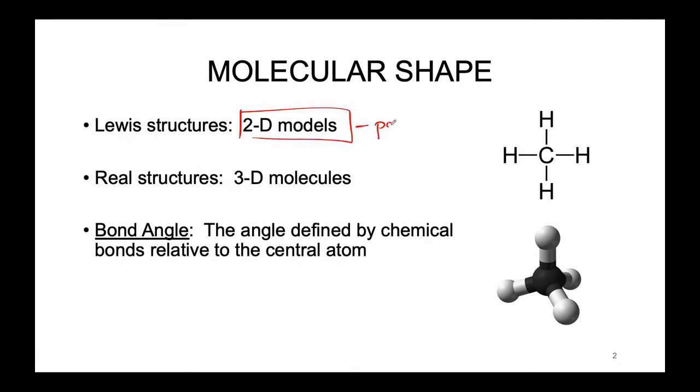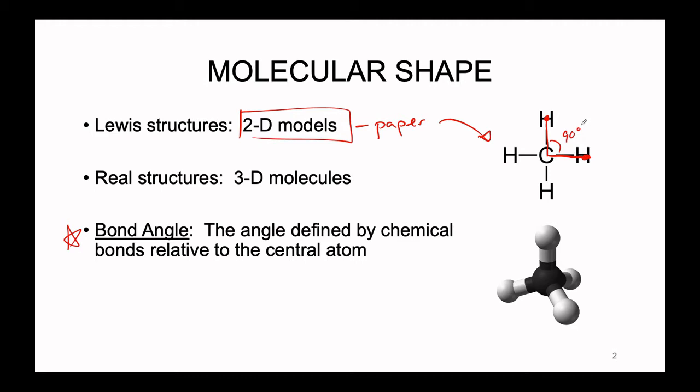We draw them on paper, we can illustrate them on the computer, as I have here, but the picture of, let's say for example, a CH4 molecule in 2D is not quite an accurate picture of what the molecule looks like. For example, if we were to measure the bond angle, the definition of which is here, the angle defined by the chemical bonds relative through the central atom, from hydrogen to carbon to hydrogen, what we find is a 90-degree bond angle in 2D.